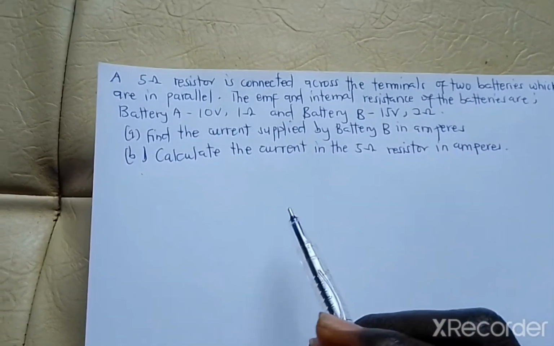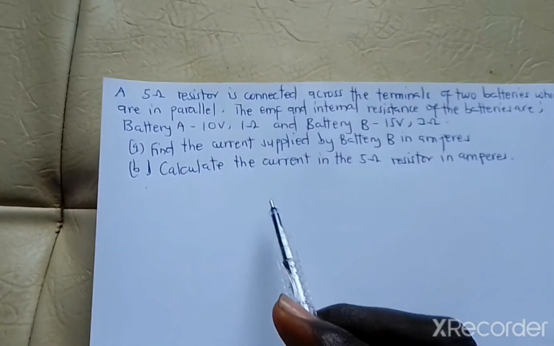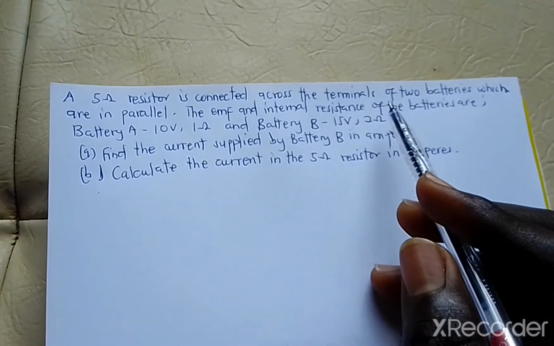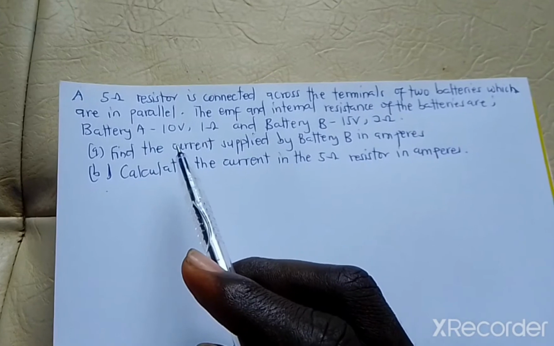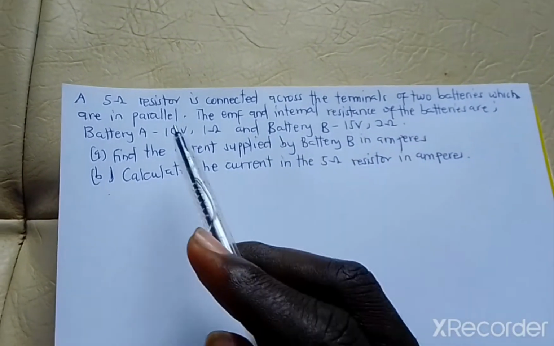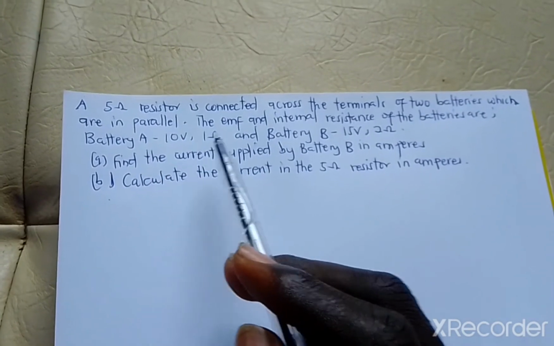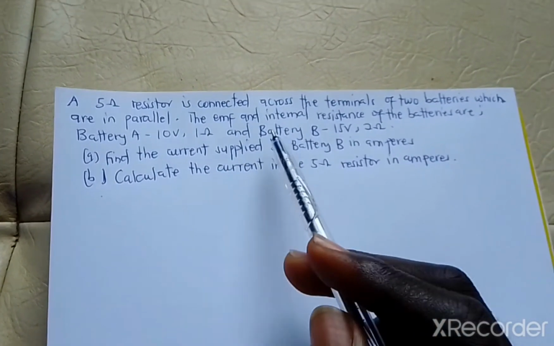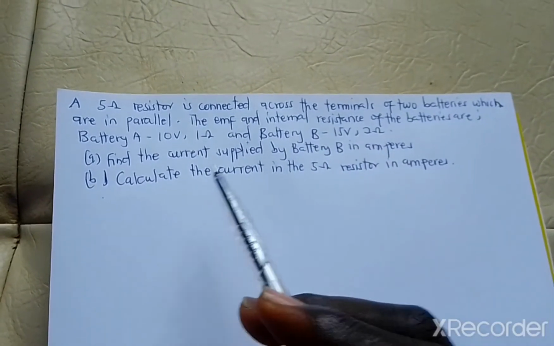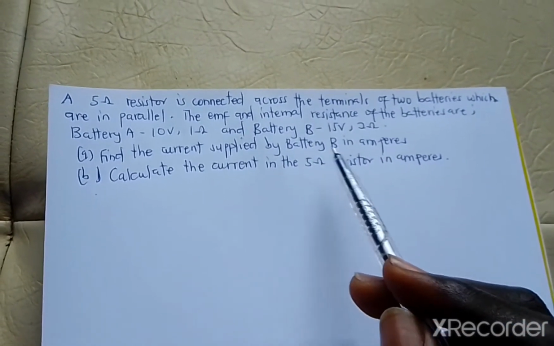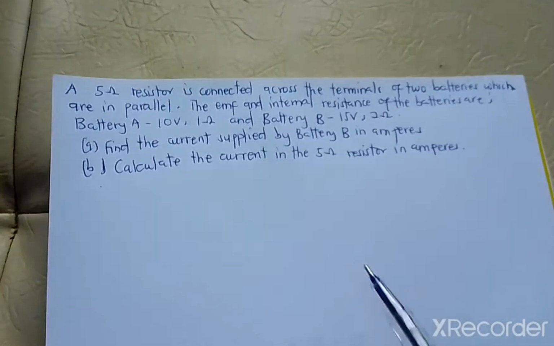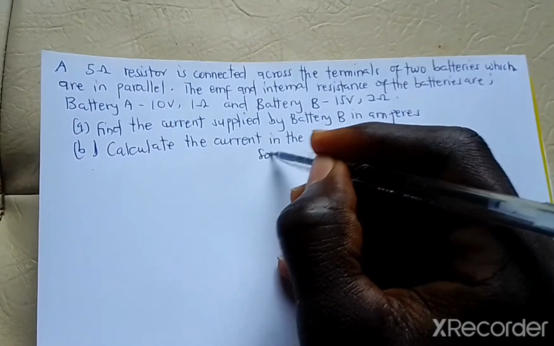So this is a circuit problem, but it's in a word problem form. They said a 5 ohm resistor is connected across the terminals of two batteries which are in parallel. The EMF and the internal resistance of the batteries are, battery A is 10 volts and 1 ohm internal resistance. Battery B is 15 volts and 2 ohm internal resistance. Find the current supplied by battery B in amperes, then calculate the current in the 5 ohm resistor in amperes. So how do we solve it?